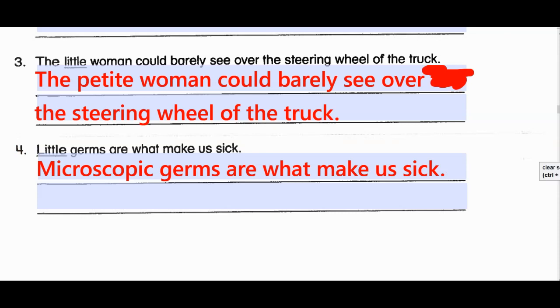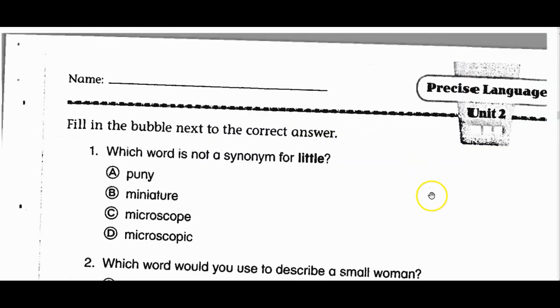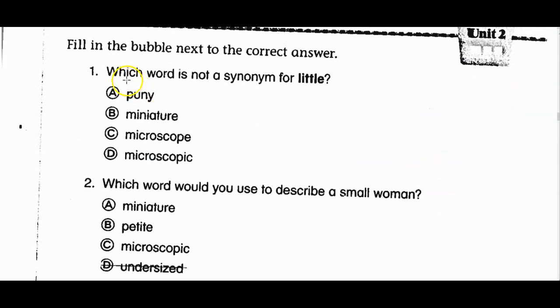All right, let's move on to page 6. Okay, which word is not a synonym for little? Puny? Microscope or microscopic? Which one is not? Microscope. Okay? Microscope, because that's a thing. Which word would you use to describe a small woman? Petite. It's letter B. Good.